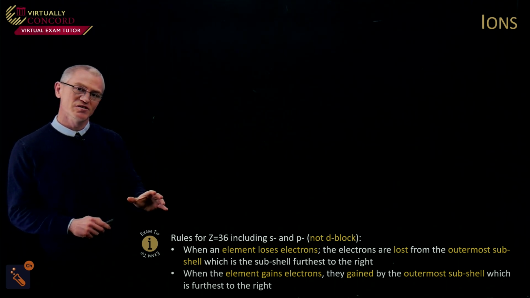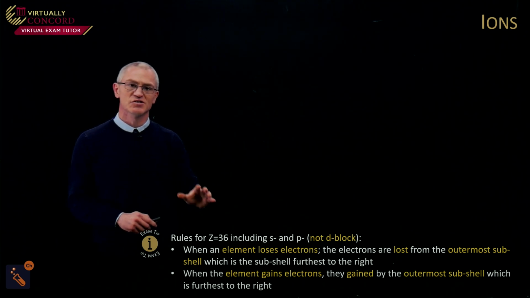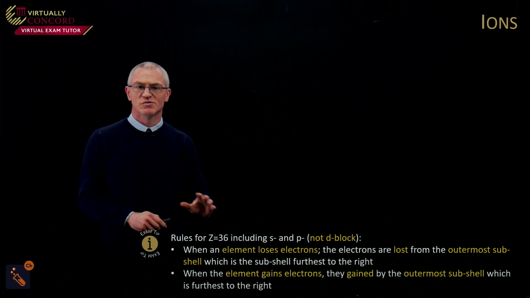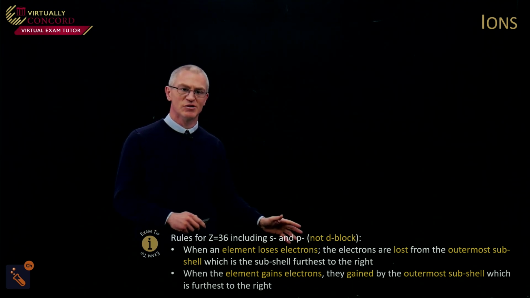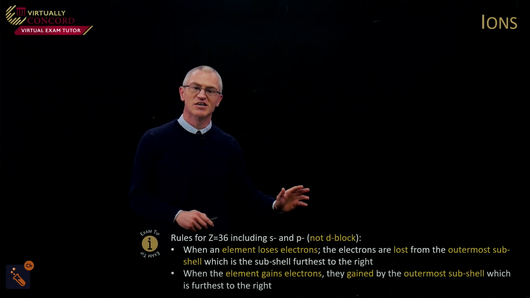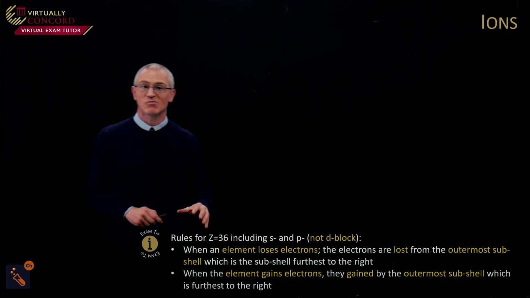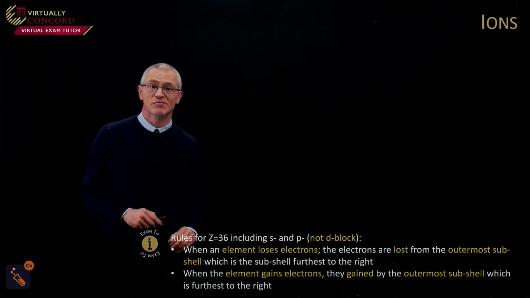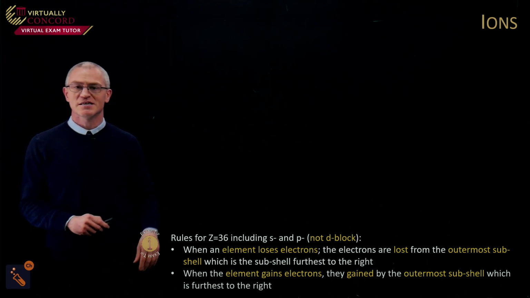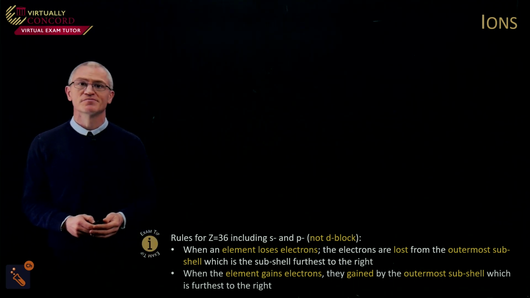Now the important thing is, as you go through your A-levels, you are going to talk about transition metals. So when you talk about transition metals, that is the D block. So these rules we're talking about don't apply necessarily to the D block in all situations. So that will come in a further video, and we'll talk about that in more detail. But for now, we're just going to be considering S and P, okay, not D.